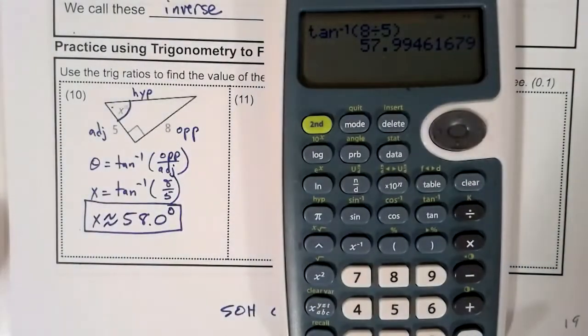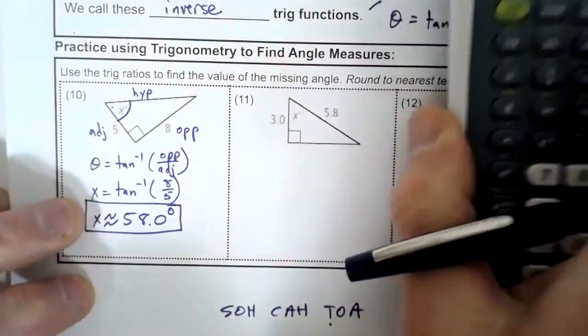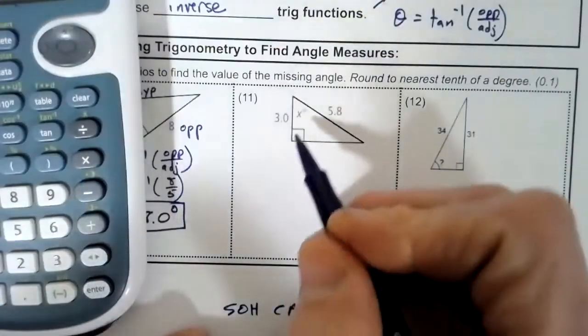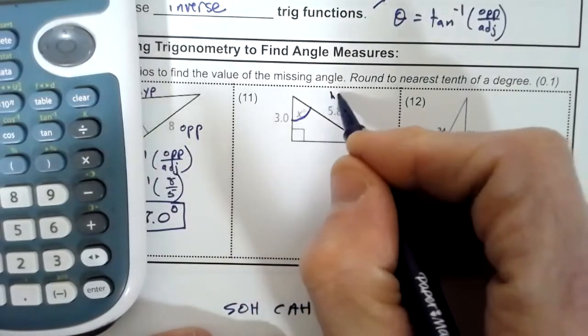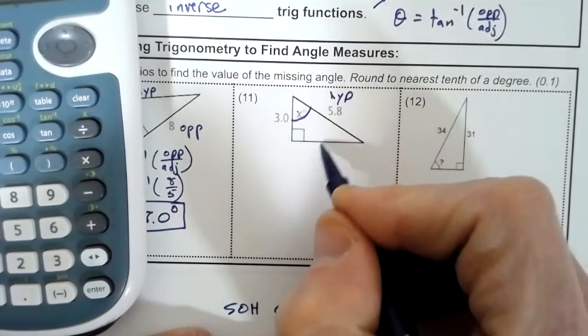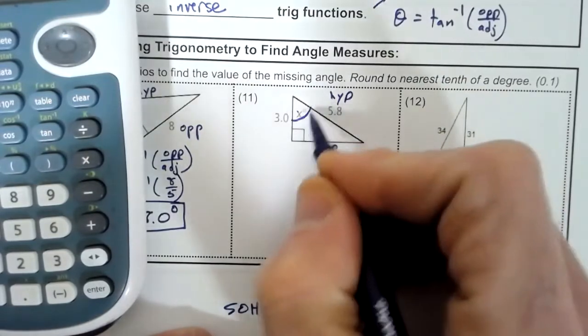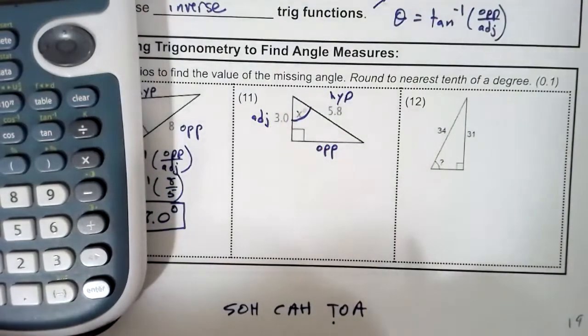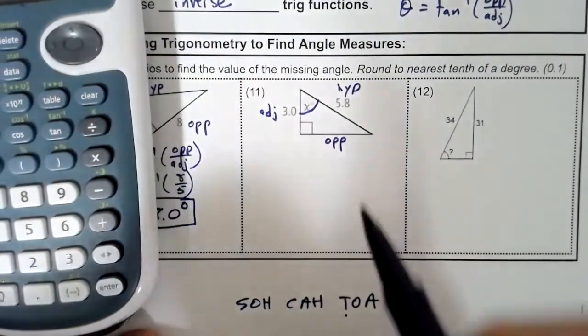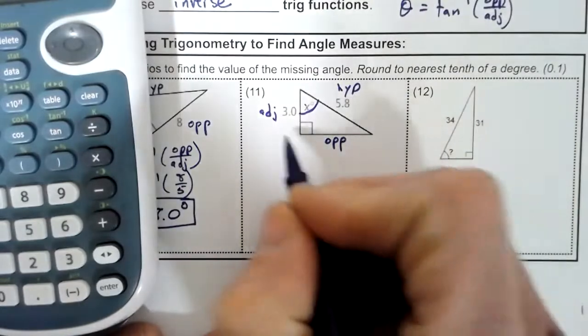Okay. Let's try another one. Number 11. All right, now our angle of reference is here. That's going to be X again. I'm going to label my hypotenuse first. Opposite that is this side, and then all that's left over is the adjacent side, yeah? Okay, cool. Now, keep going. We're hanging in there, doing great.